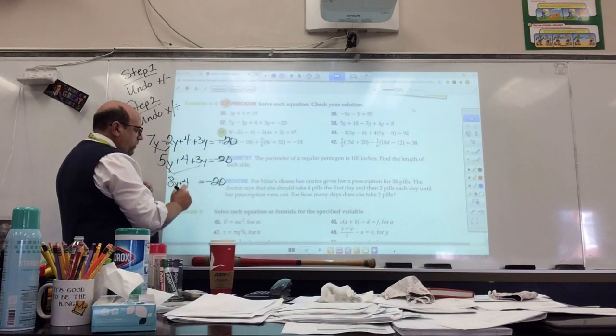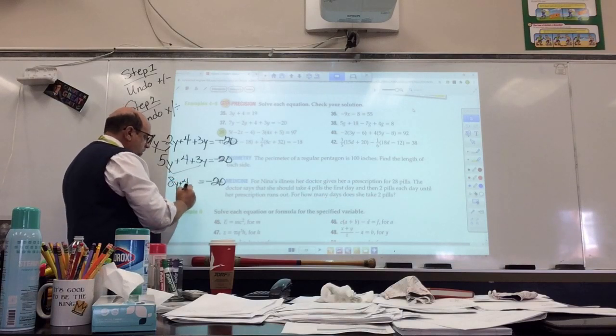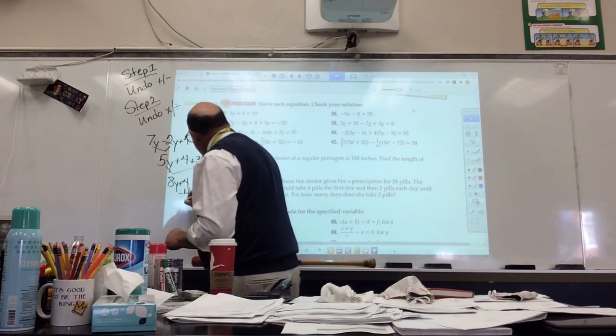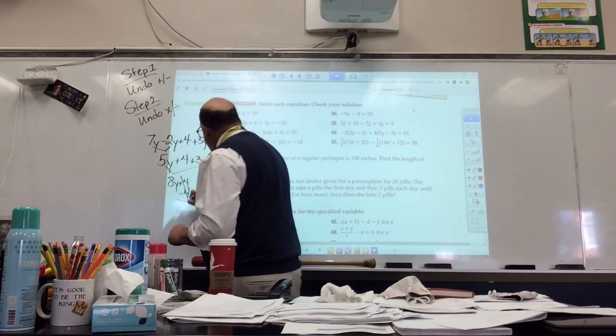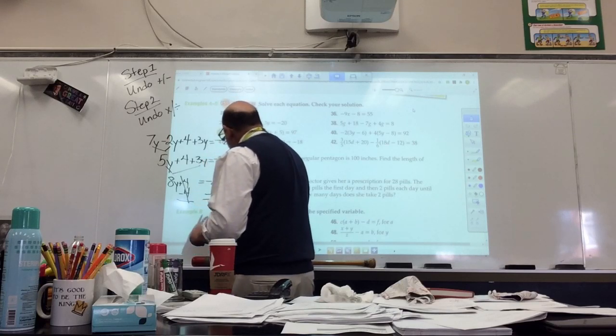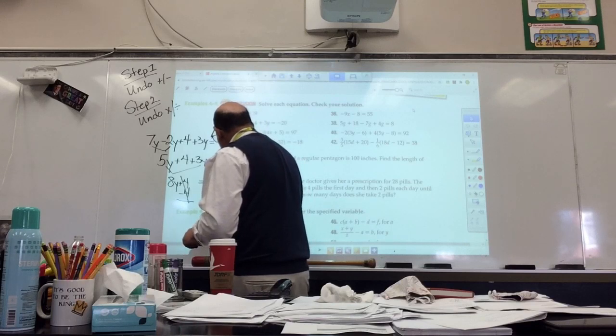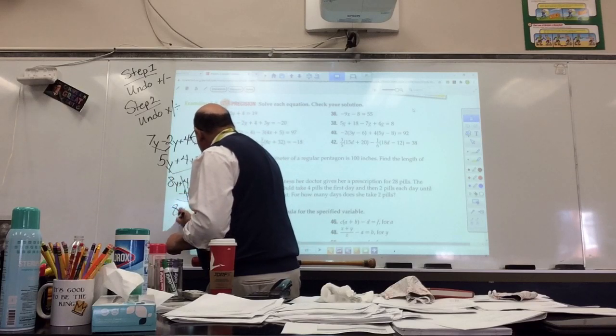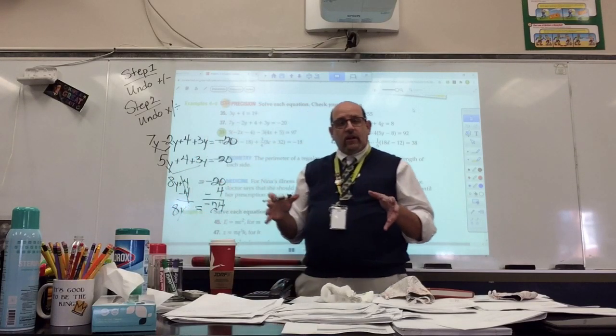And so step 1 says undo the addition of 4 by subtracting 4 on both sides, and that gets rid of that. If I subtract 4 from negative 20, negative 4 makes it a bigger negative. I have negative 24 equals, and I bring my 8y straight down. Now I've got that settled.